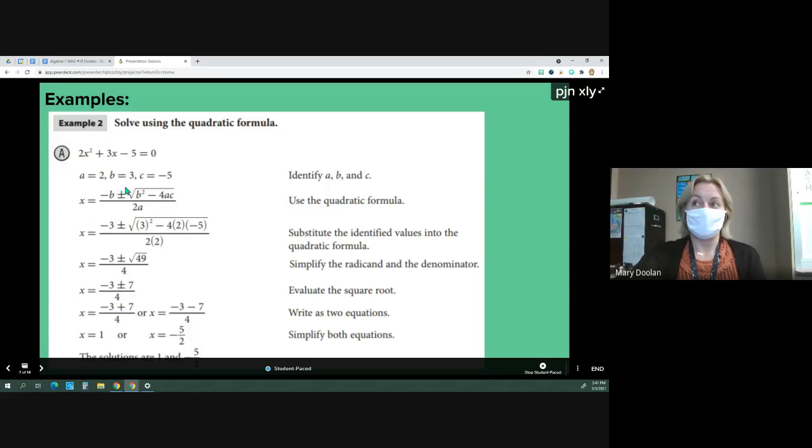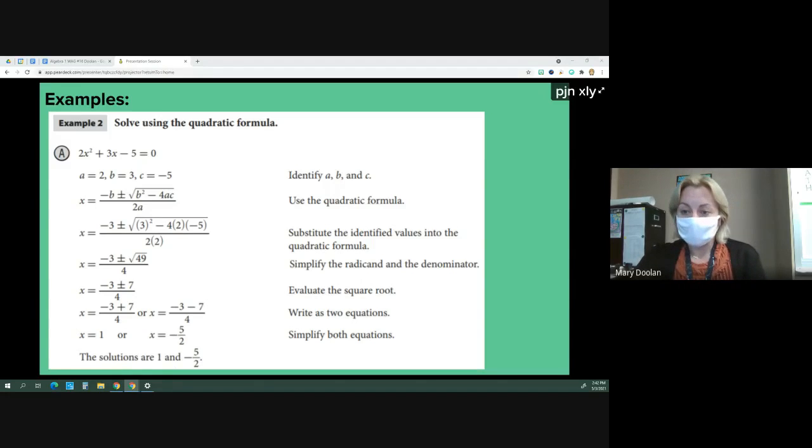Then we substitute out the a's and put 2 in those places. We substitute out the b's and put 3's in those places. And you substitute out the c and put negative 5 in that place. Then you're going to simplify this. So, you know, where to start when you're simplifying? Start with the radicand, because if it turns out that your discriminant is negative, you're done. You would just write no real solutions. If your discriminant is anything else, you can figure it out and solve it.